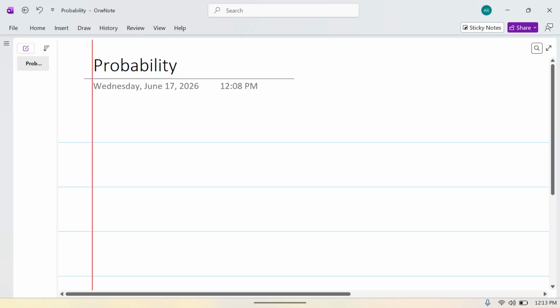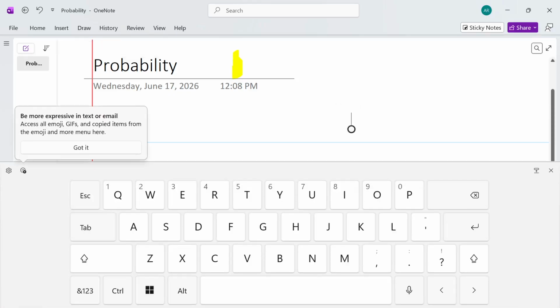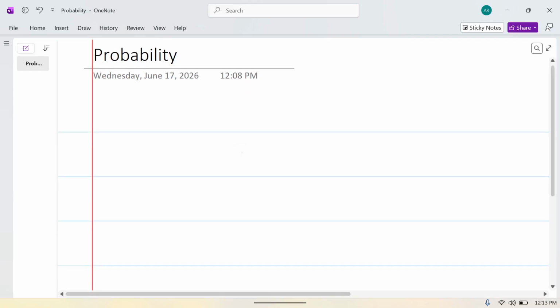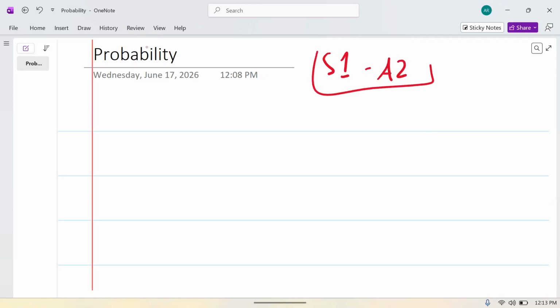So S1, obviously, never mind. Hey, give me a sec. It's been a while since the last time I've used this. Okay, so this is how you erase stuff. Done.